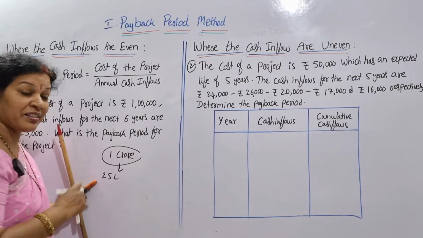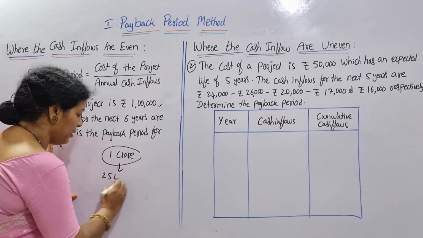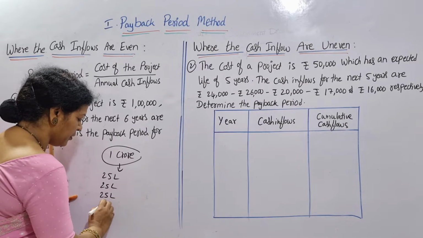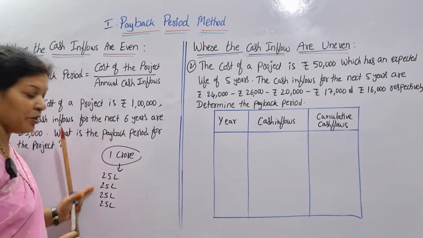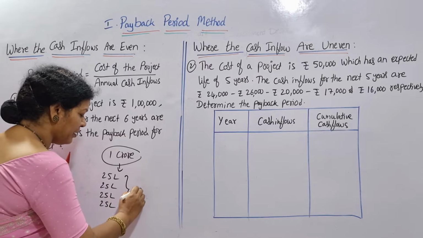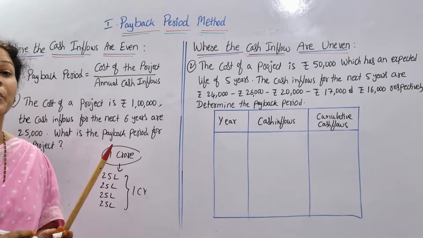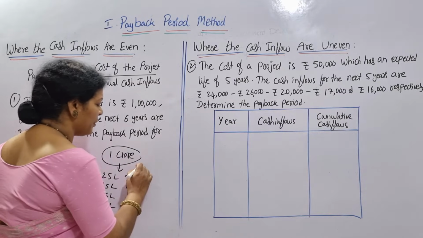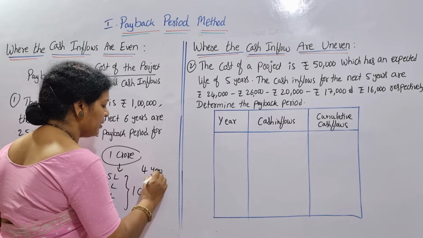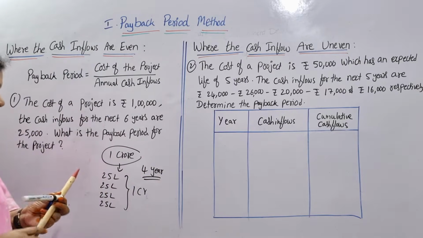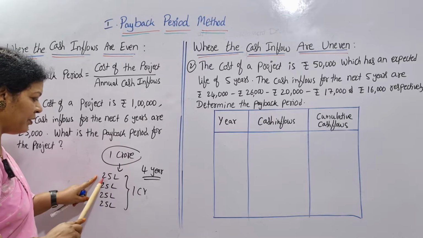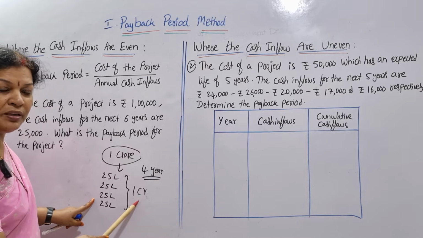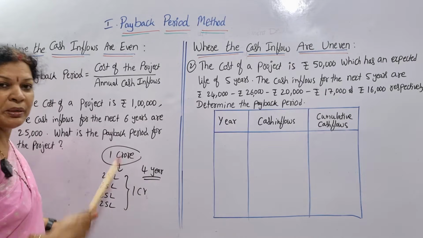First year is 25 lakh. Second year 25 lakh. Means every year 25, 25, 25. 4 years. 4 years I am getting back my 1 crore. So payback period is here 4 years. It means if I invest 1 crore rupee, every year I am getting 25 lakh rupees, means in 4 years I am going to get back my 1 crore rupee. That is 4 years is the payback period.